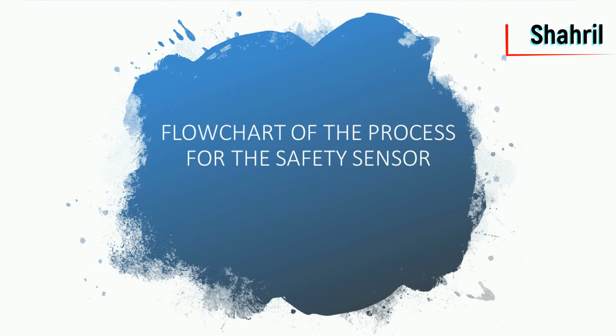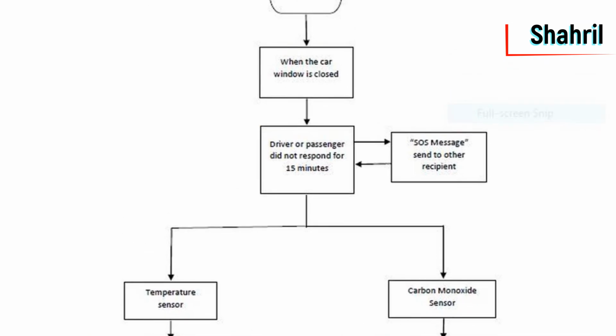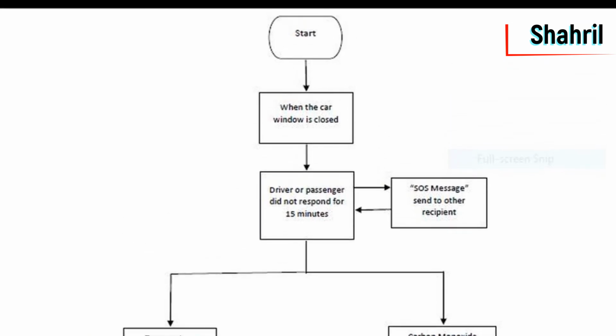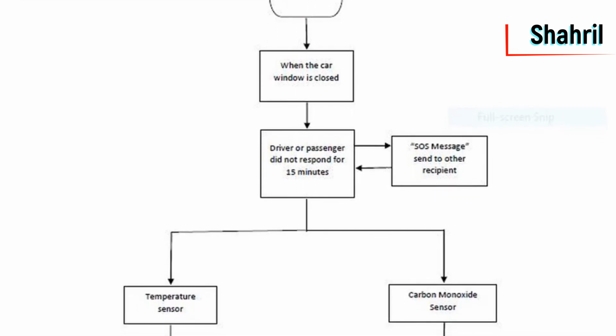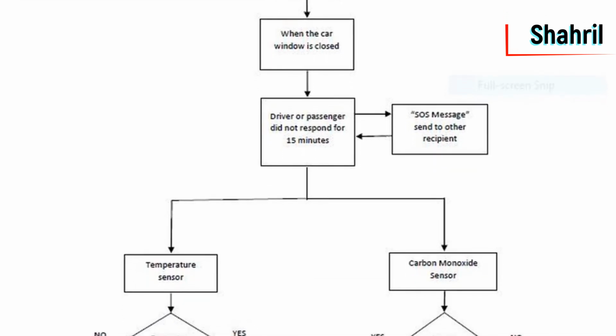For the second flowchart, when the car window is closed and the driver or passenger does not respond for 15 minutes, the system will automatically send an SMS to other recipients. There will be 2 sensors operating in this system, which are the temperature sensor and the carbon monoxide sensor.